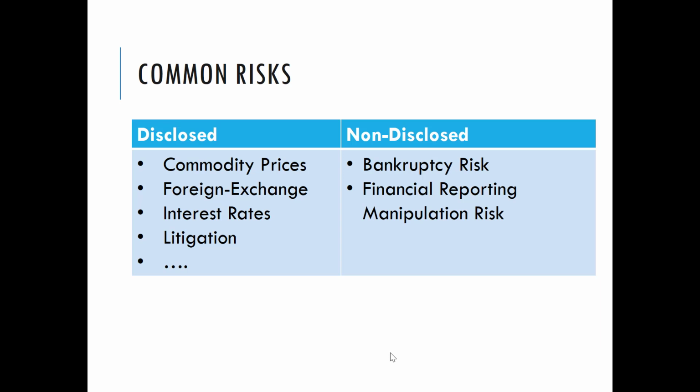And again, if you've done the reading for the prior weeks, you might have already noticed that both of these things have been covered in the past few weeks. Bankruptcy risk was covered in last week's reading, and financial reporting manipulation risk was technically covered in the reading for accounting analysis. But today we're looking at it from a risk perspective, in the sense that we're using quantitative models to identify risks that have not been disclosed to us.